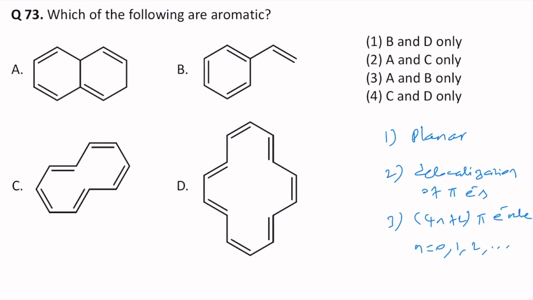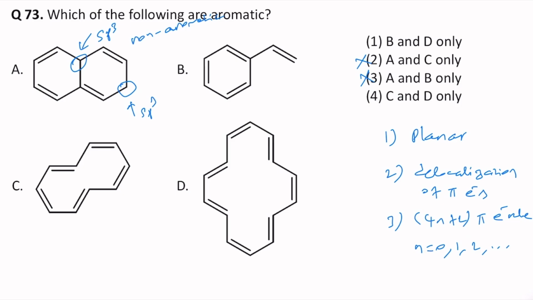In structure A, we do see sp3 hybridized carbon atoms. That means continuous delocalization of pi electrons are not there. In total, it has 8 pi electrons. So it is not going to obey the 4n plus 2 pi electron rule. It is not going to have continuous delocalization of pi electrons, and because these two carbons are sp3 hybridized, the structure won't be planar. Therefore you can call this as non-aromatic. So this means option 2 is wrong, option 3 is also wrong.